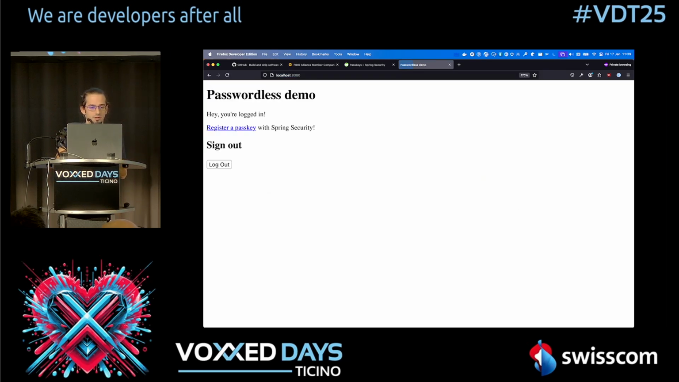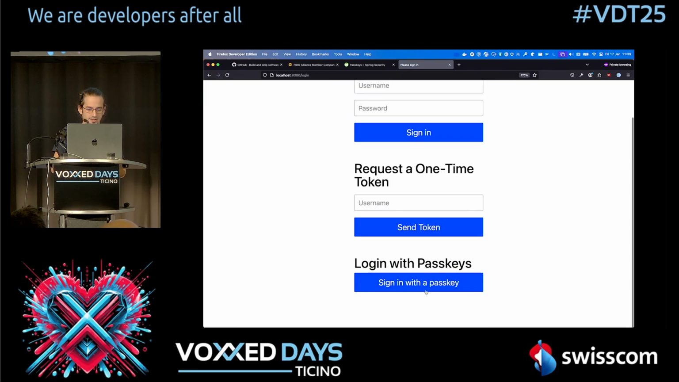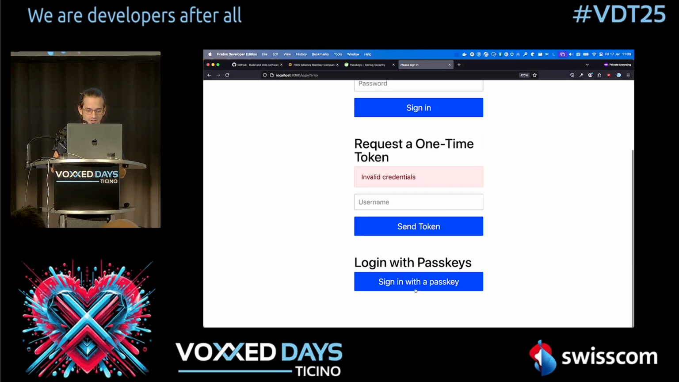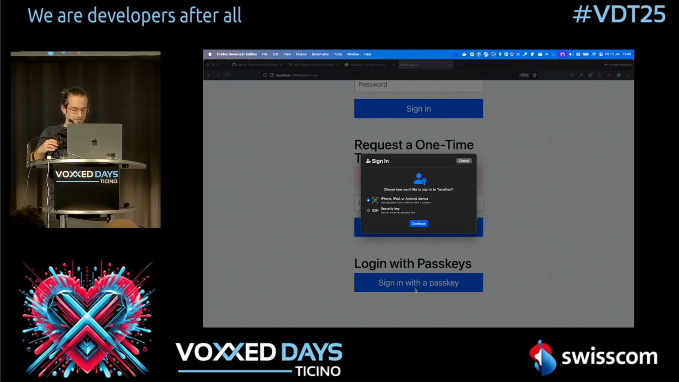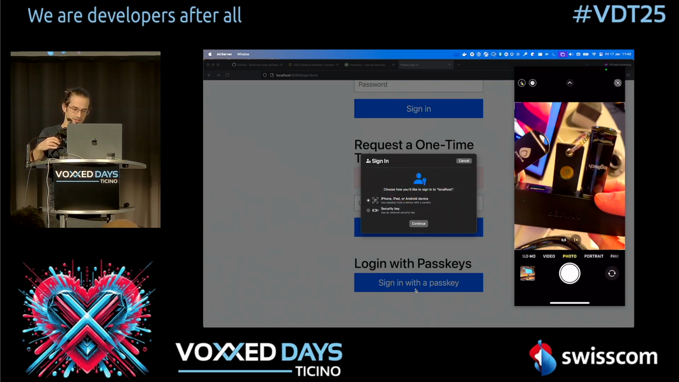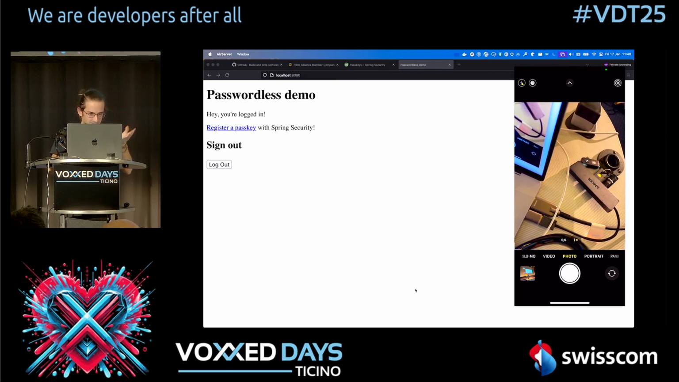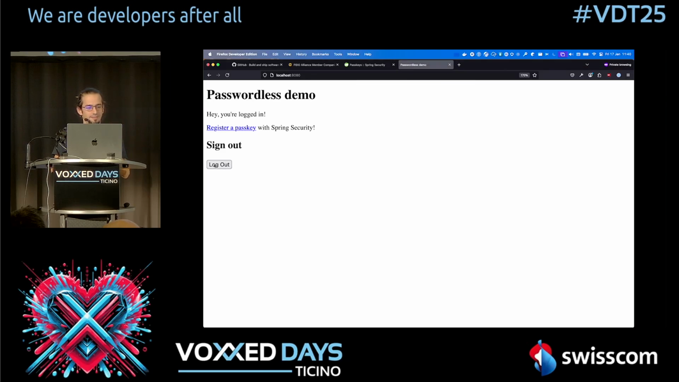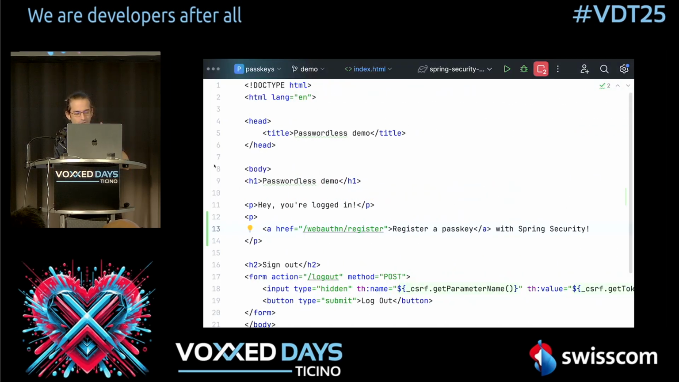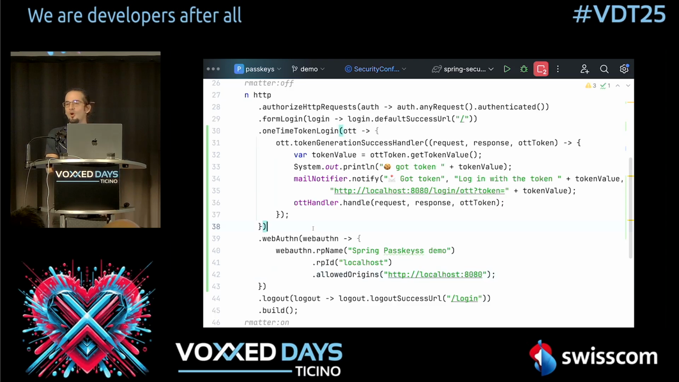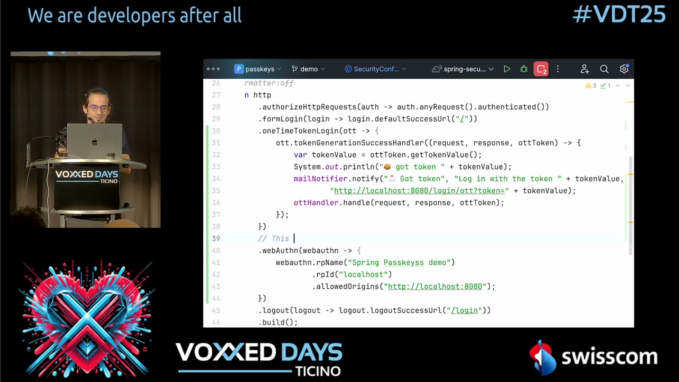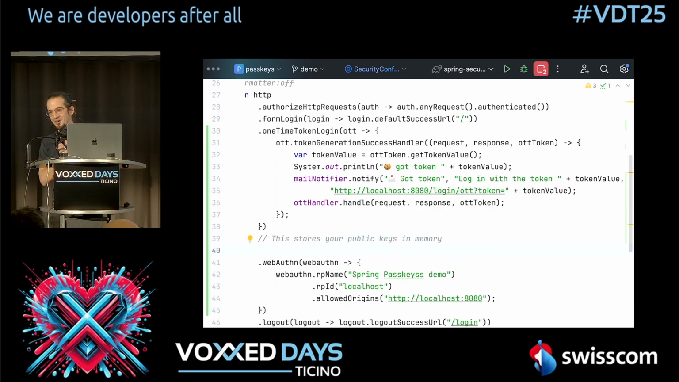So now I can log out, and then I can sign in with a passkey. Sorry, I clicked twice. I can sign in with a passkey. Again, it would start blinking, so I can click it, and then I can get logged in. And voila. So, fairly standard, easy. There's one little oversimplification we do here. One little lie. This stores your public keys in memory. So if I restart my app, it's not great.